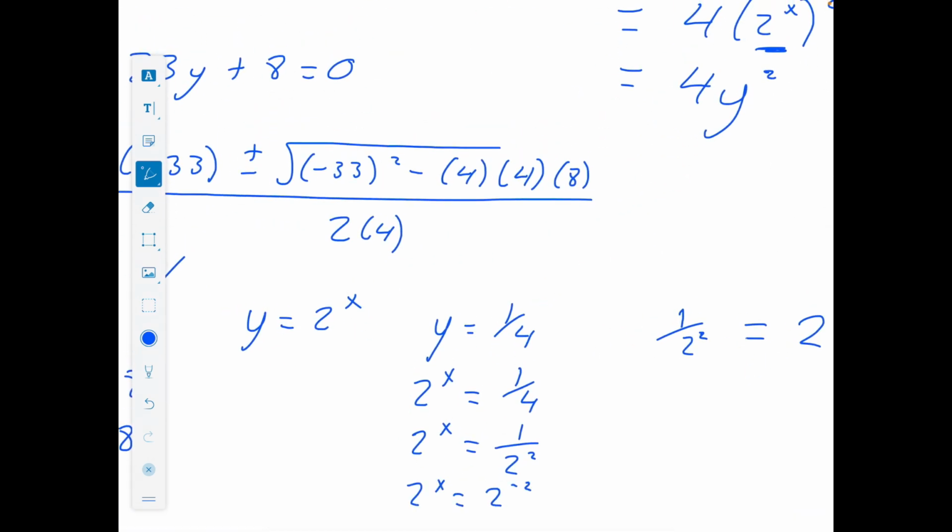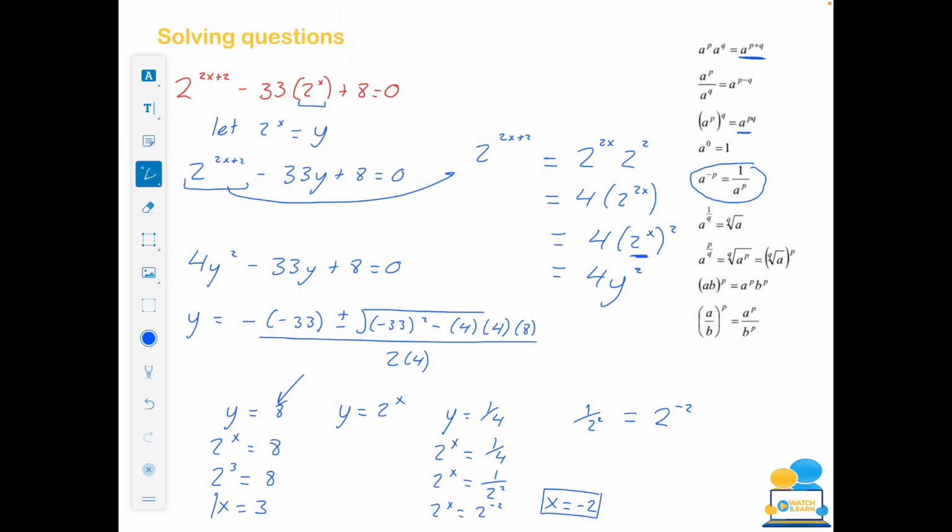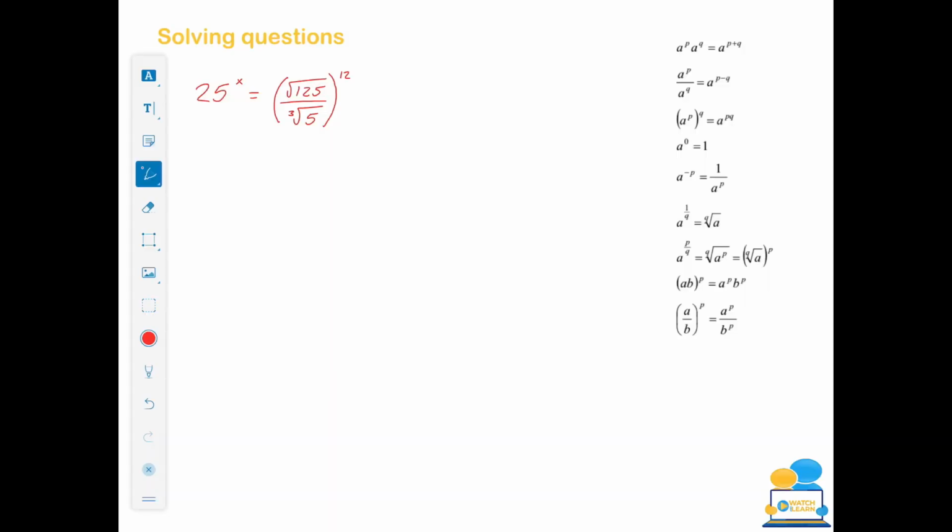Okay, so now we have 2 to the power of x equals 2 to the power of minus 2. Ignore the bases because they're the same, so we end up with x is equal to minus 2. So x is equal to minus 2 or x is equal to 3 are our two possible answers. They should both work if you sub them back into this equation here. They should come out to give you the right answer. They should verify that the left-hand side is equal to the right-hand side.